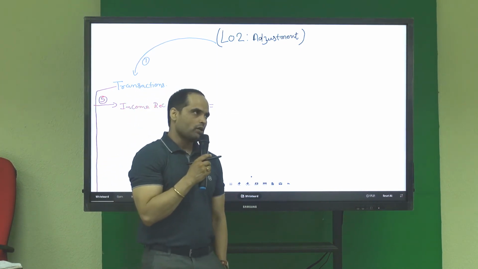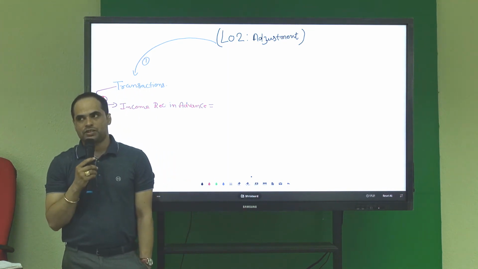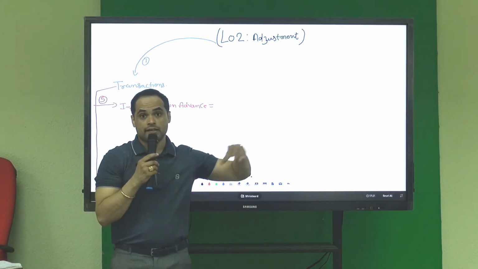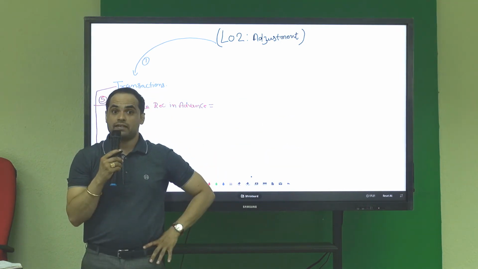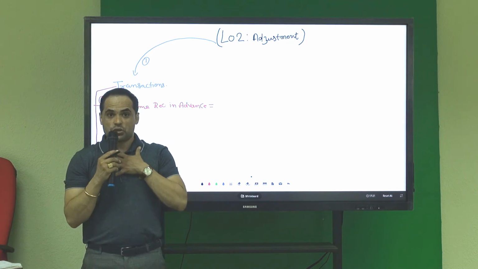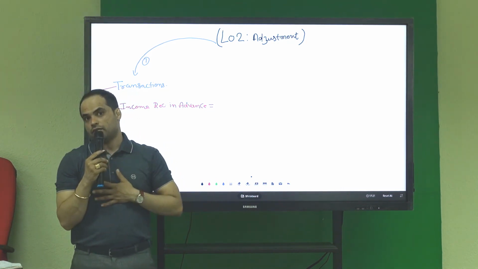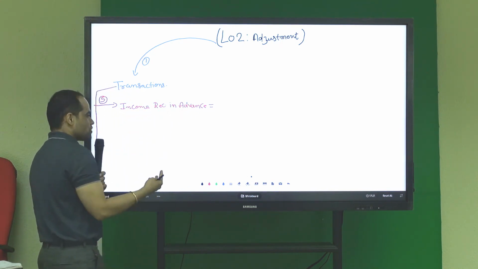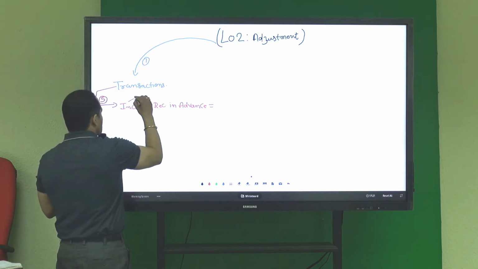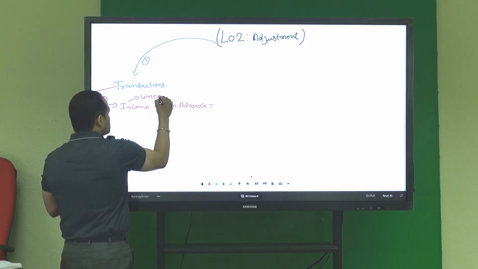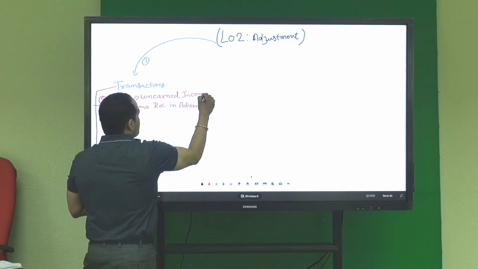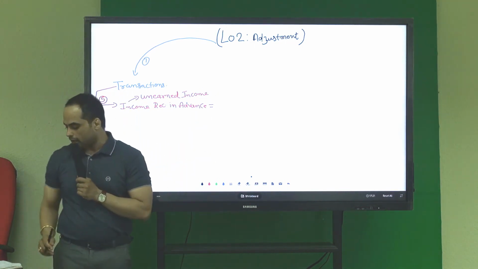So what could be income that you received in advance? It could be, for example, that you are a company and you invested money in another company, you bought shares, and you received a dividend in advance. That means that's income you received in advance. So as you can see, any kind of income that you receive in advance, we also call unearned income. Unearned income, right?